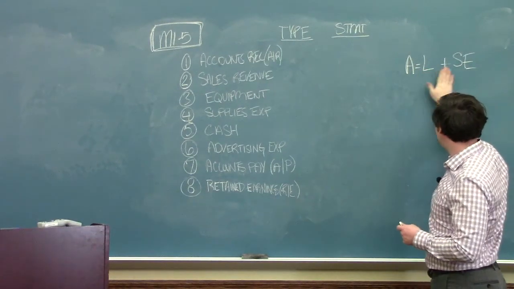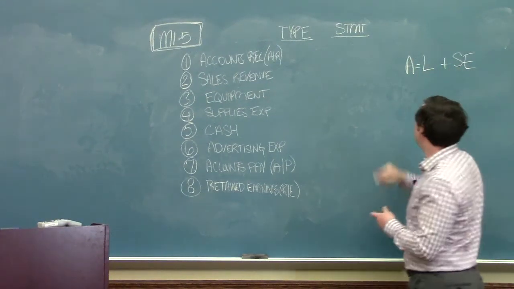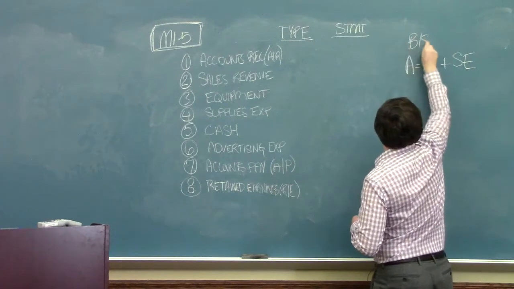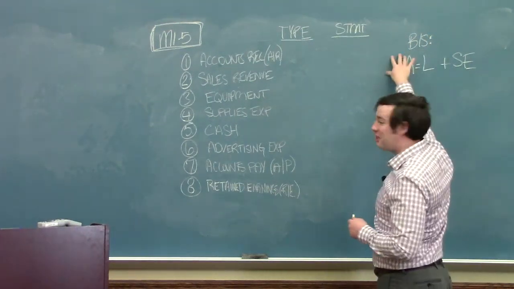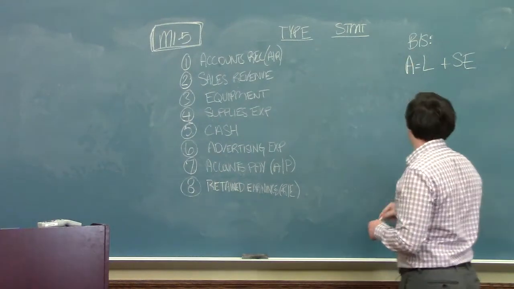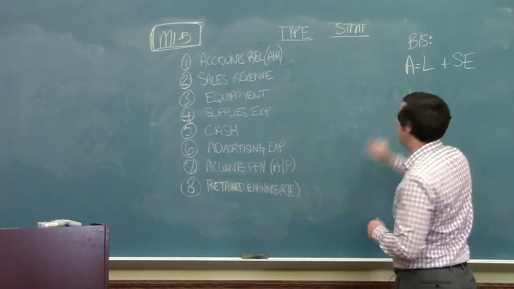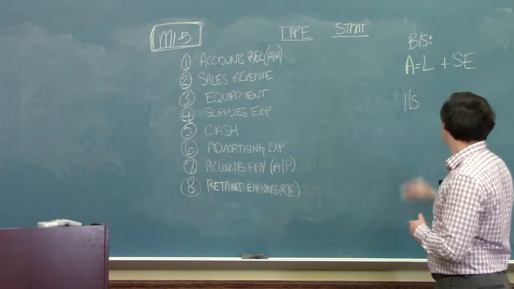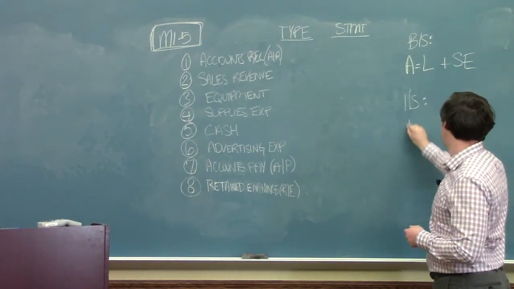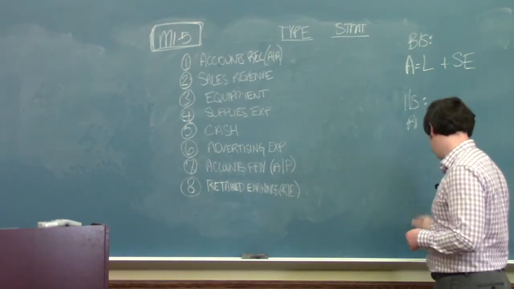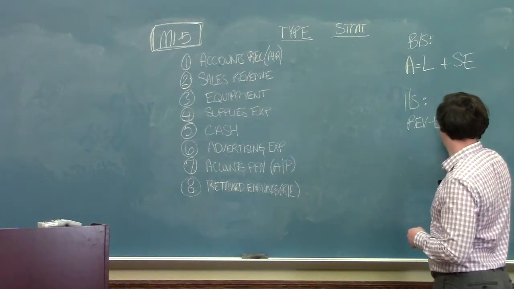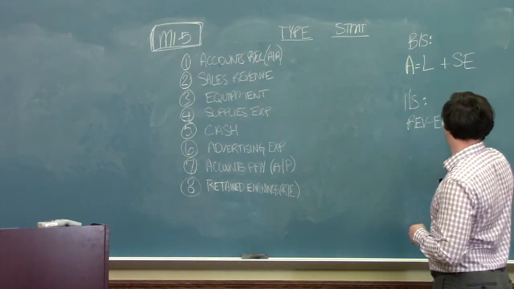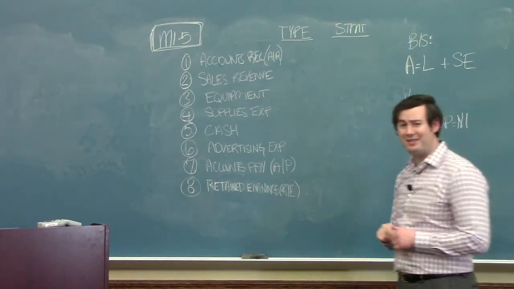Assets equal liabilities plus stockholders' equity. This is the balance sheet. B/S stands for balance sheet. This is the balance sheet equation, okay? Then we have income statement. I'm going to abbreviate that I/S. The income statement equation would simply be revenues minus expenses, and that equals net income or net loss, okay?